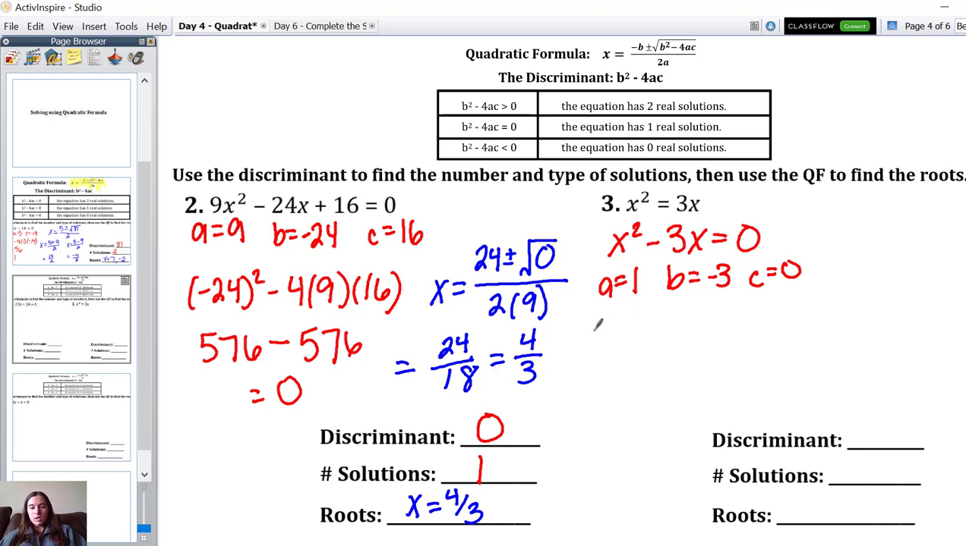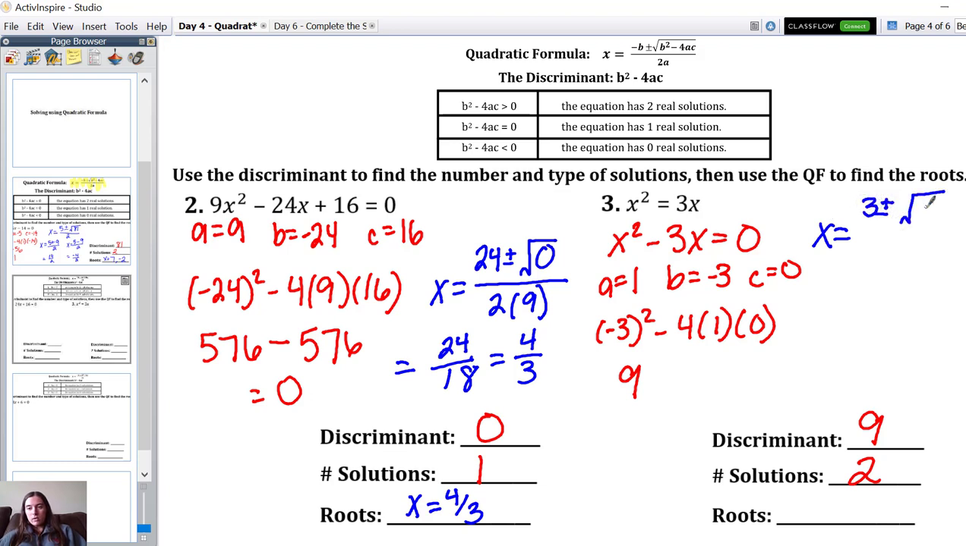To find our discriminant, we need negative 3 squared minus 4 times a times c. Negative 3 squared is 9, and then anything times 0 is 0, so our discriminant is just 9. That means we're going to have two real solutions because our discriminant is a positive number. So let's find out what those solutions are. We have negative b. Well, b was negative 3, so now we have positive 3 plus or minus the square root of our discriminant all over 2 times 1, which is 2.